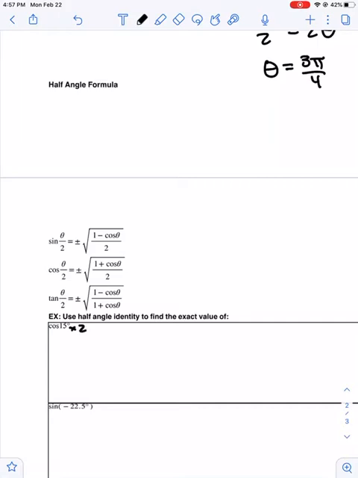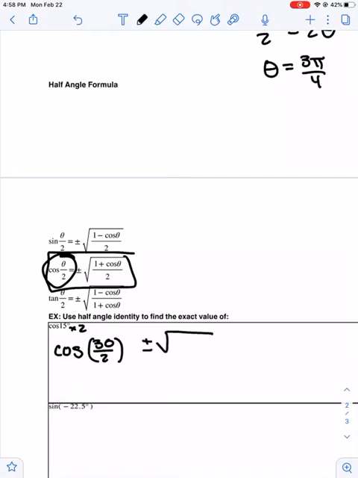So looking at cosine 15, we're told to use the half angle identity. When you're told to use the half angle identity, you always multiply the angle you were given by 2. So cosine 15 is also the cosine of 30 divided by 2, which is now your half angle. So the angle we're working with is that 30. Now we're going to plug it into this formula: cosine of theta over 2, so theta is 30. So we have plus or minus the square root of 1 plus cosine 30 over 2.